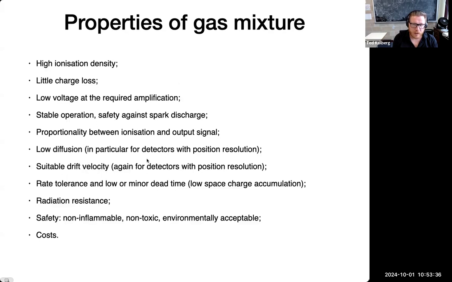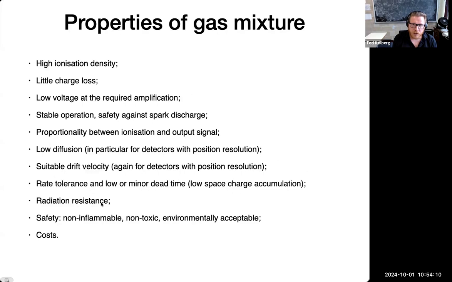We would like to limit the transverse diffusion as much as possible, to improve the position resolution of the detector. And we would like the drift velocity to be suitable relative to the physical size of the detector and the expected event rate, et cetera, in order to maintain that position resolution. We'd like to be able to tolerate the appropriate rate with low or no dead time, which means that we would want a low charge accumulation in the space of the detector on the time scales which are typical event to event.